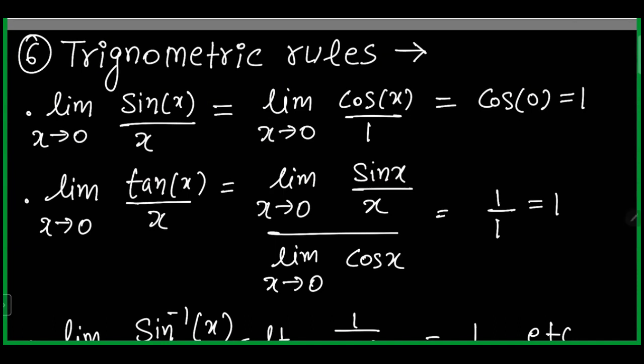So for example, limit x approaches to 0, sine x by x. Now if you put 0, you are getting 0 by 0 form, because sine 0 is 0, divided by x is also 0. But how can you solve this? So just differentiate top and bottom. If you differentiate top, you will get cos x. If you differentiate bottom, you get 1. And now if you put 0, cos 0 is 1.